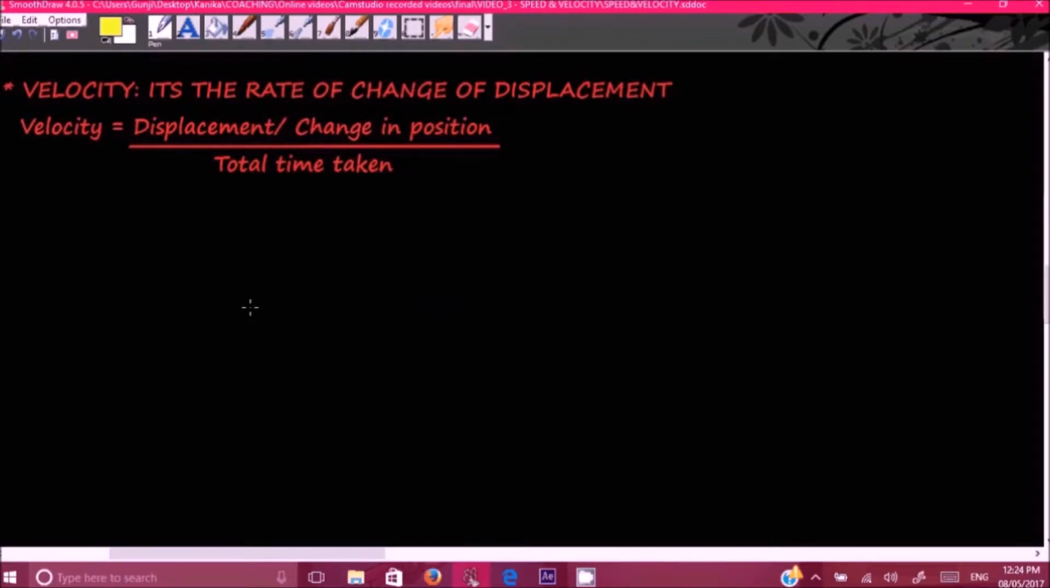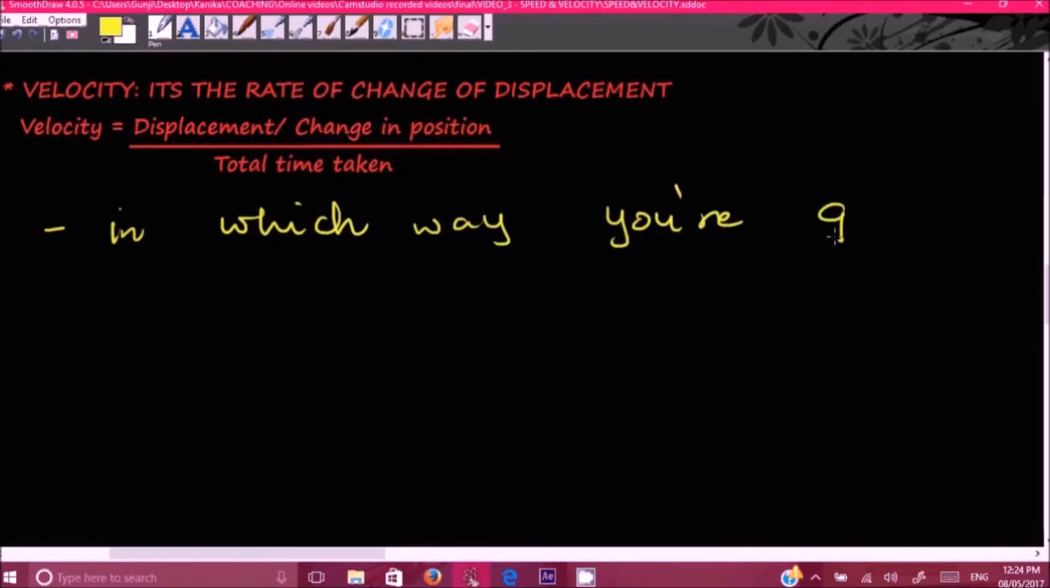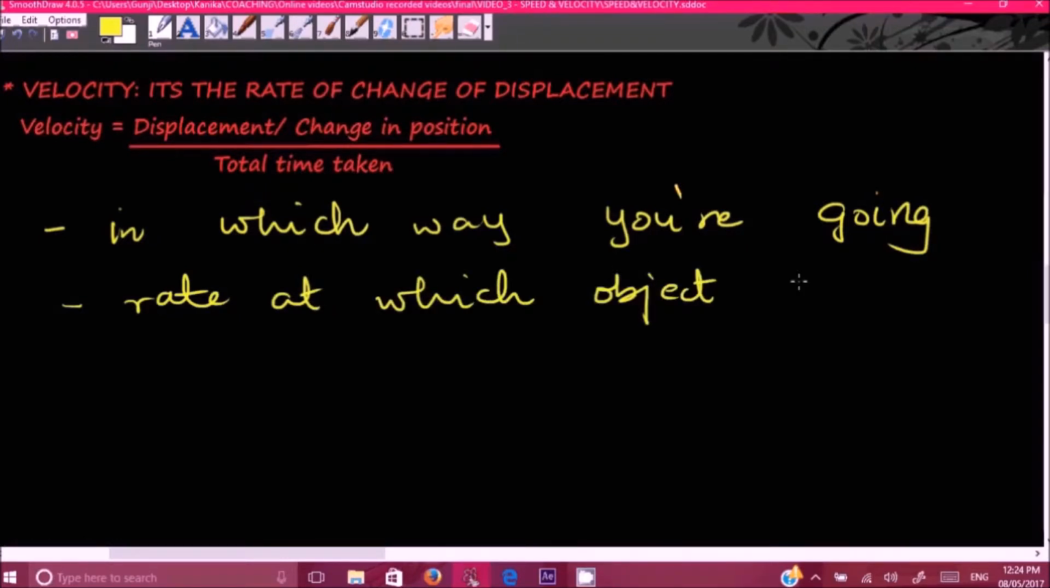Velocity is the rate of change of displacement. Formula is change in position by total time taken. It's almost the same as speed, but it also includes in which direction or in which way you are going. So velocity is the rate at which an object changes its position. This change is important.